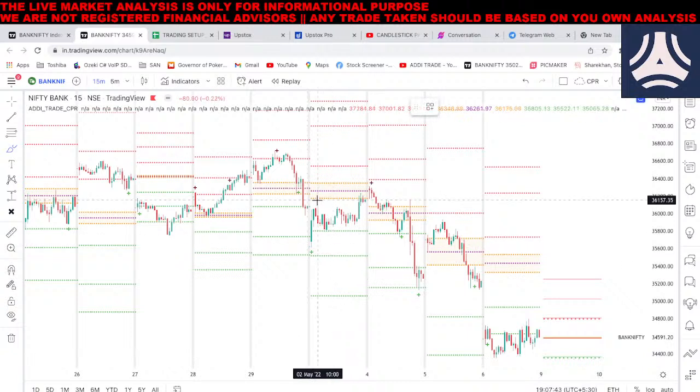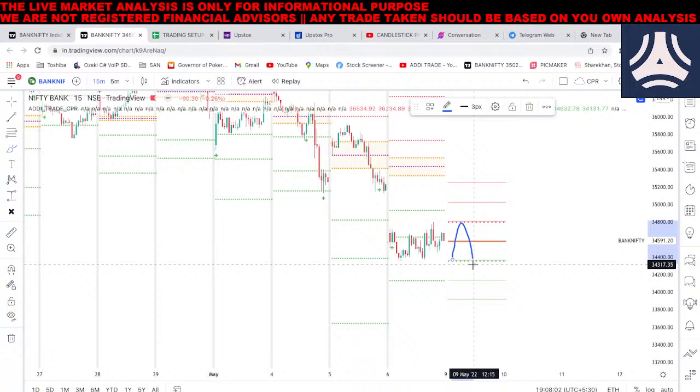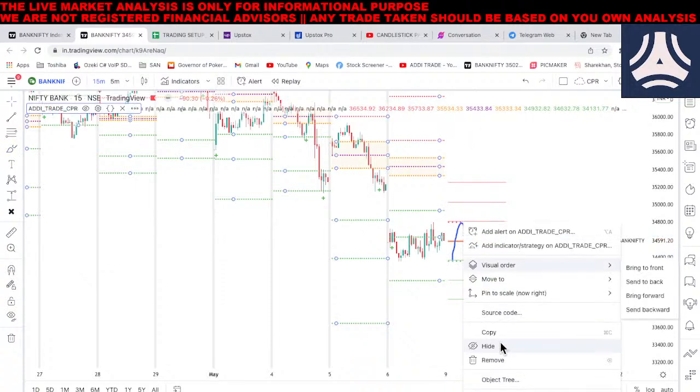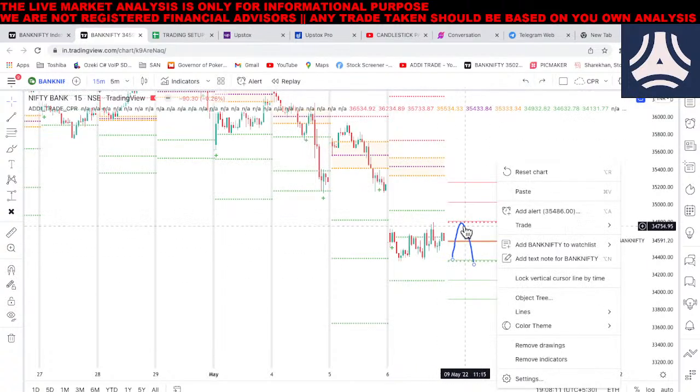The first thing is, 90% of the time the CPR gets touched one time a day. Not very often will you see, now say this is the CPR, if we break the CPR and go up, most likely we won't come down and break this again on a normal day. So that's why I'm saying at least 80 to 90% of the time this CPR will get touched at least once in a day.